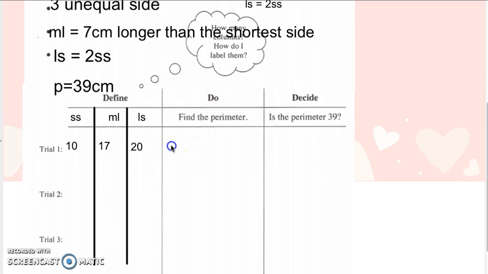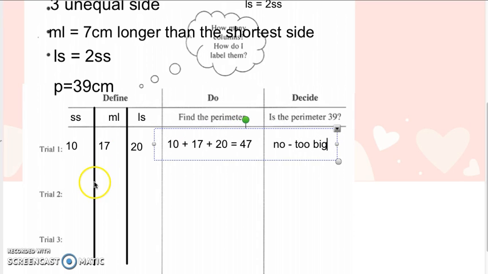And then in the do part, I have to do whatever math I need to do to figure out the problem. In this case, I'm finding perimeter, so I'm going to add. So I have 10 plus 17 plus 20 equals 47, and then I need to decide, is that equal to 39? My answer here would be no, and it is too big. So I know for my next trial, I need to guess something smaller. But 47 isn't too far away from 39, so I don't have to guess too much smaller.